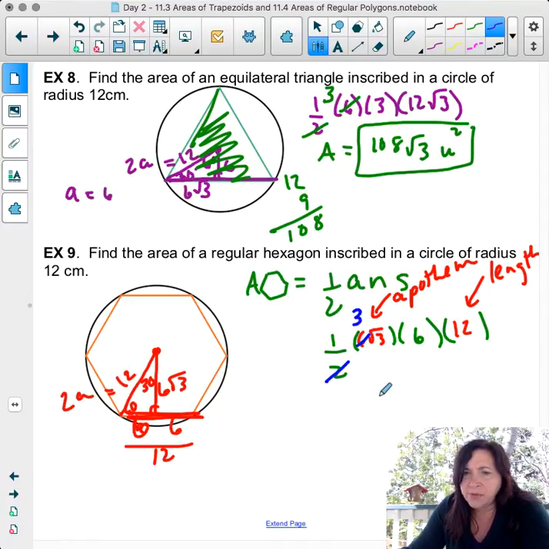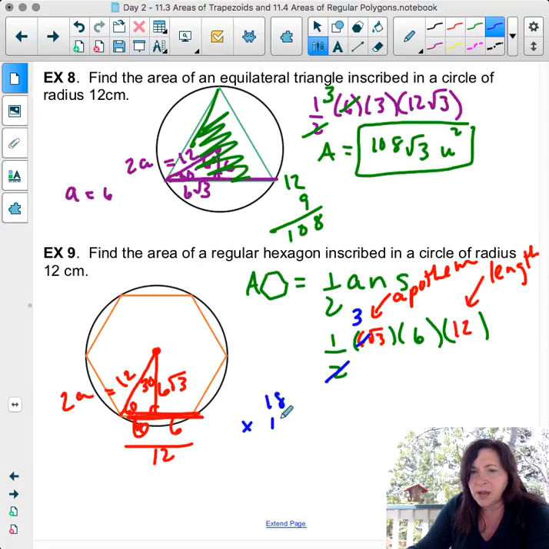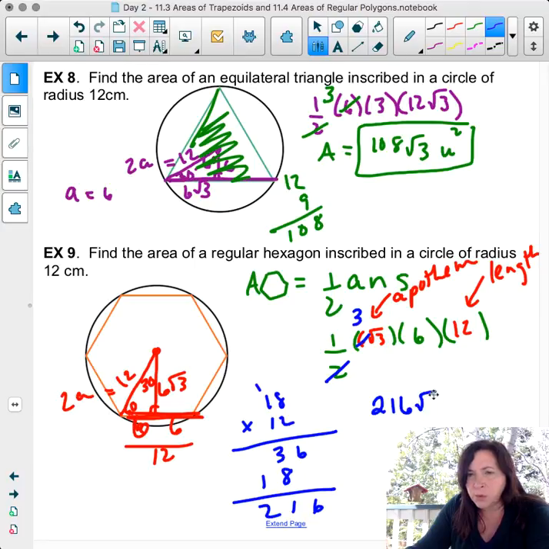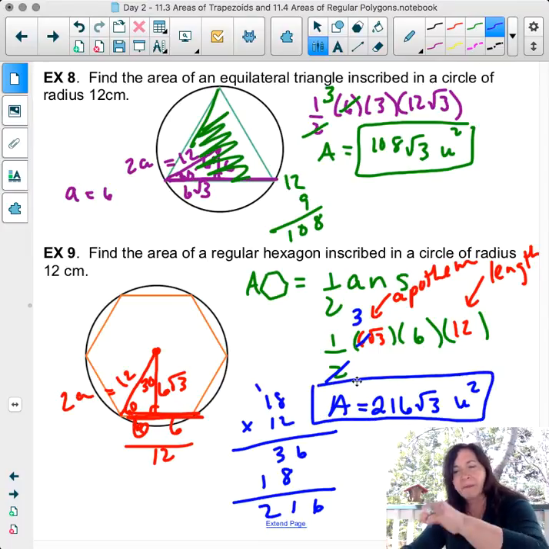So I'm going to take half of one of these terms. Half of 6 is 3. So again, we've got 3 times 6, which is 18. And 18 times 12 is 216. So we have 216 root 3 units squared is my area. All right, cool.